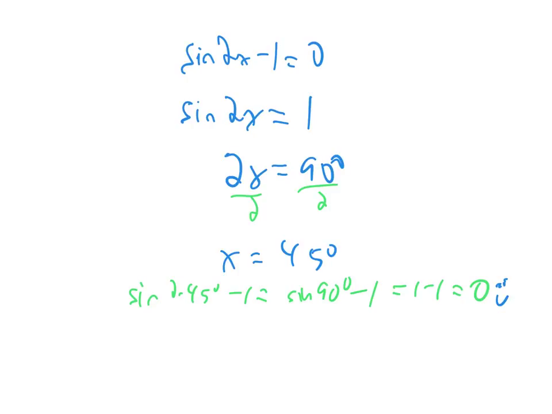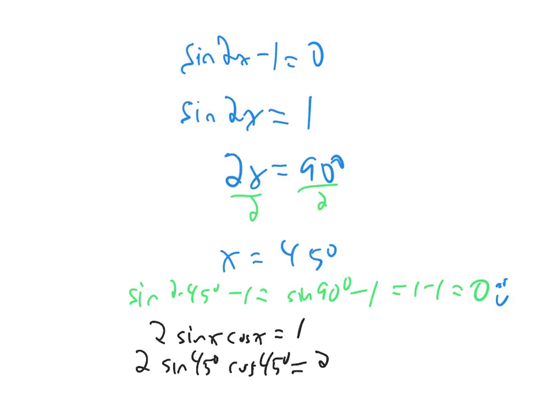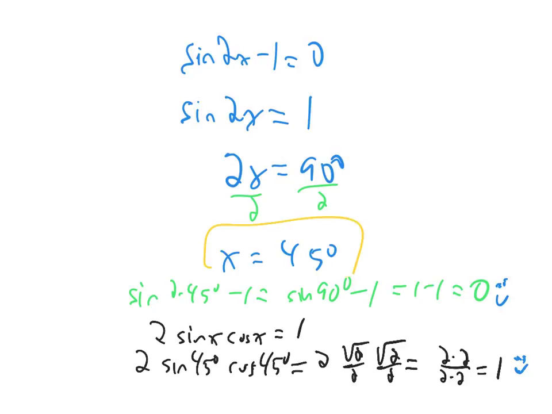Also, if we go to our other equation that we found before, that 2 sine x cosine x should be 1, and we plug in 45, we're saying 2 times sine of 45 degrees times cosine of 45 degrees, which is 2 times root 2 over 2 times root 2 over 2, which is 2 times 2 over 2 times 2, or 1, as we would hope, and again we get the correct solution. So we're pretty sure 45 obeys in either form the correct equation. And in fact, x equals 45 is the principal value that solves sine 2x minus 1 equals 0.